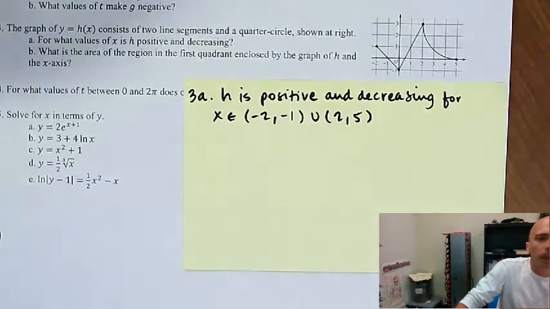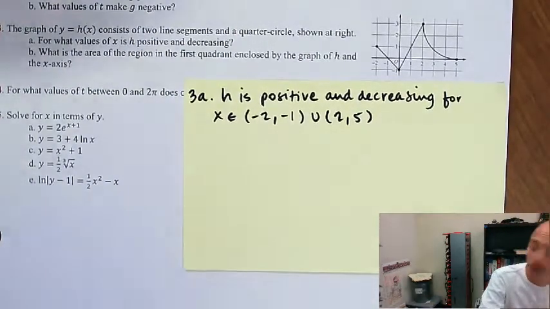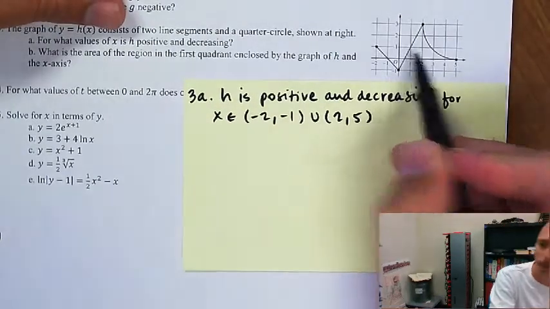Okay, and then what is the area of the region in the first quadrant enclosed by the graph of H and the x-axis? Okay, that's kind of a loaded question. I think, oh, no, they said in the first quadrant. No, that's fine. Okay, I thought they meant for 0 to 5. That's something you probably don't know what to do with yet. Like, what do you do with that as opposed to that?